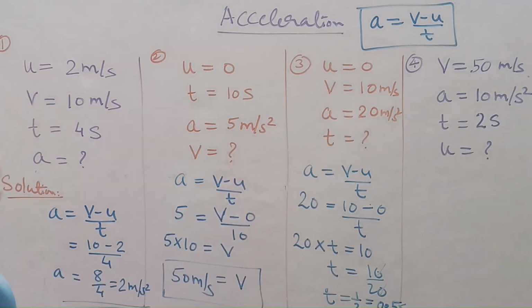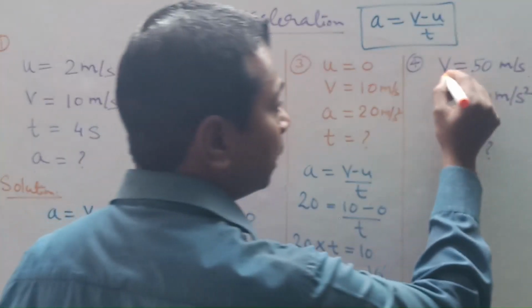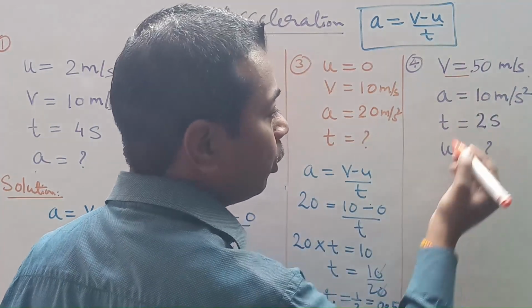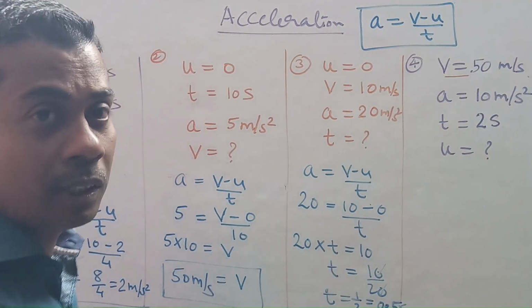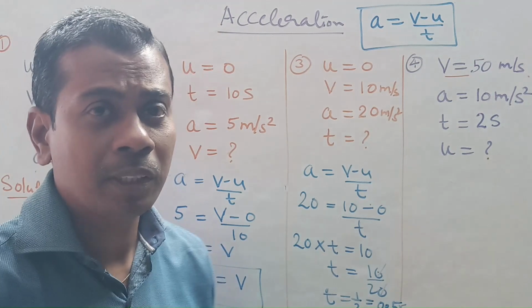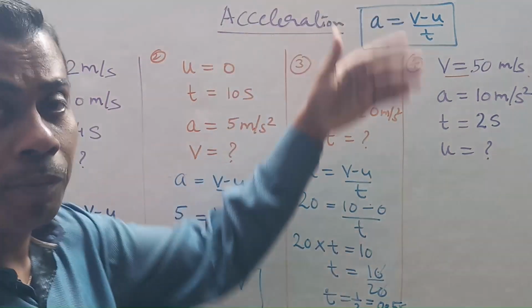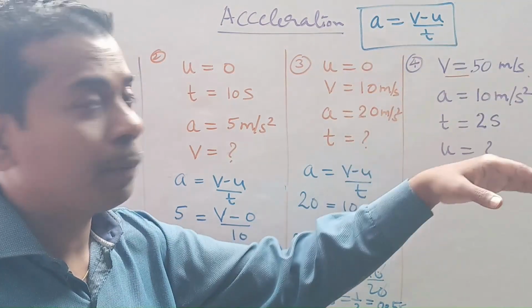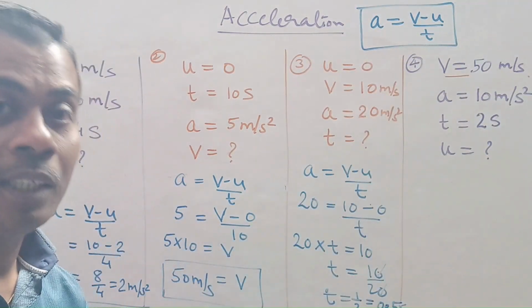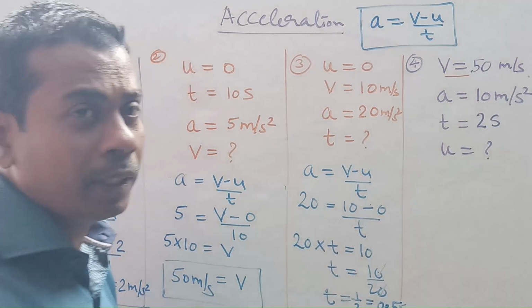Now let's look at the fourth. Final velocity 50, acceleration 10, time 2. Find the initial velocity. The sum can be framed in any words, wherein a body accelerates to a final velocity of 50 meter per second in 2 seconds. Calculate the initial velocity of that particular vehicle.